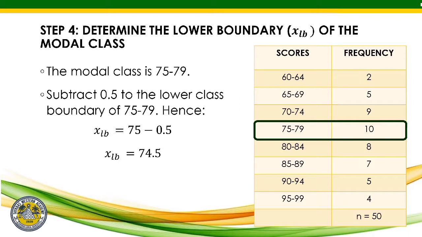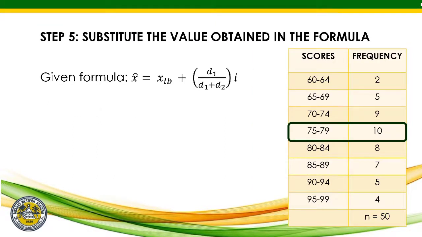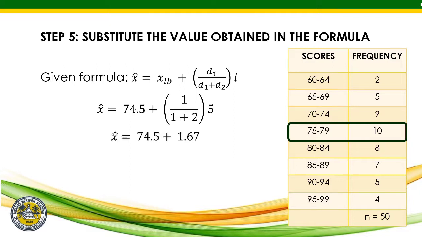Step 4, determine the lower class boundary of the modal class. The modal class is 75 to 79 with a frequency of 10. So subtract 75 minus 0.5. So you have the lower class boundary as 74.5. Substitute the values obtained in the given formula. 74.5 as the lower class boundary plus d sub 1, which is 1, over 1 plus 2, to be multiplied by 5 as the class interval. So you have 74.5 plus 1.67. Therefore, our mode is 76.17.